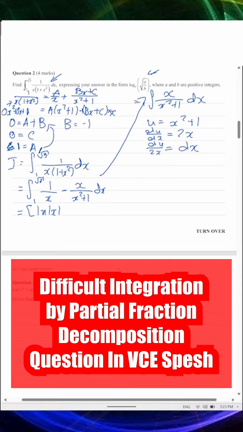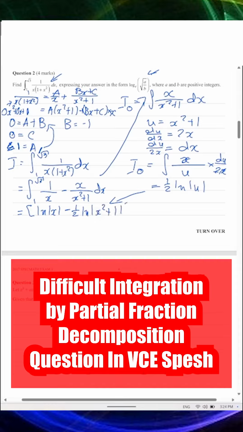We're going to call this integral I naught, and I naught now equals, which we can then cancel out the 2x's, and then we get our integral over here, which is now half ln of u, which we can substitute back into here, because we know that u equals x squared plus 1. We know that half ln of x squared plus 1 is the answer for this integral over here.